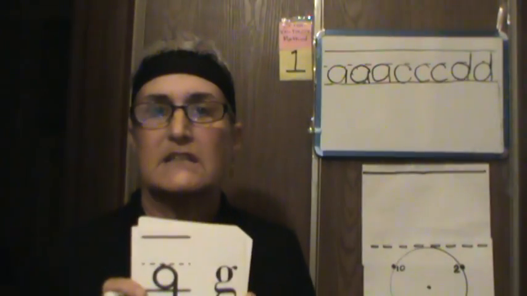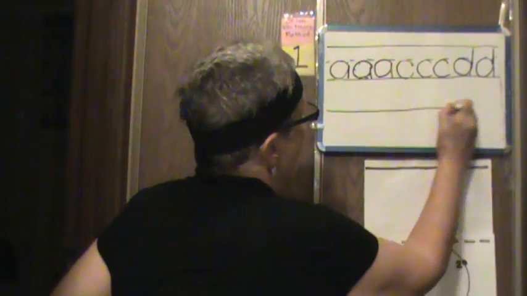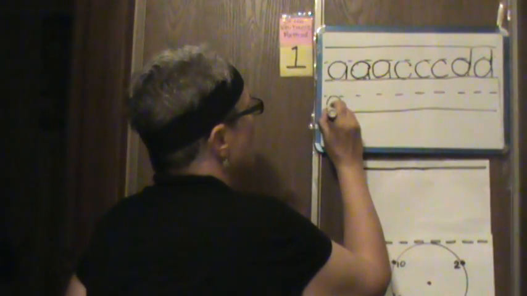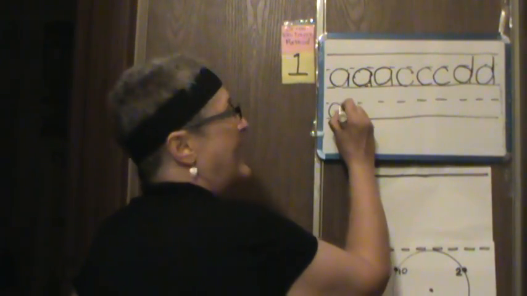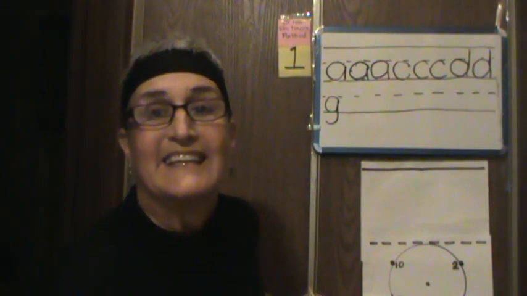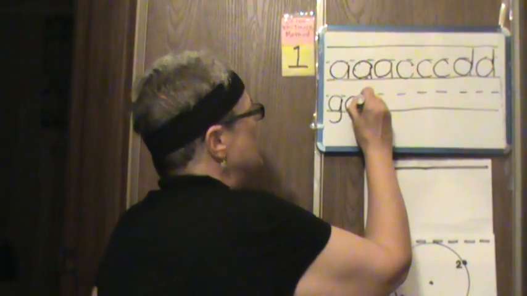G, j. Two on the clock, just like you're making an a. But bring the tail down and curve it to the left. G, j. Again. G, j.